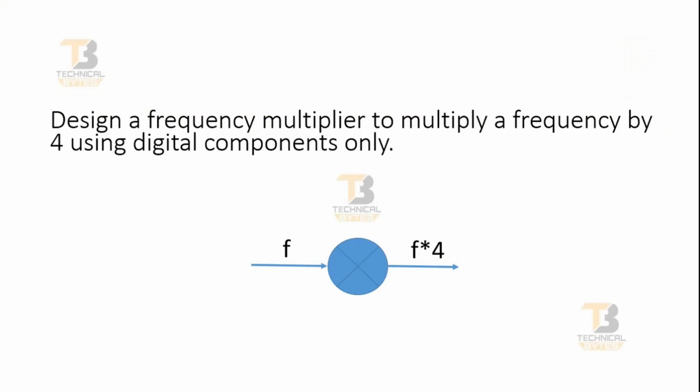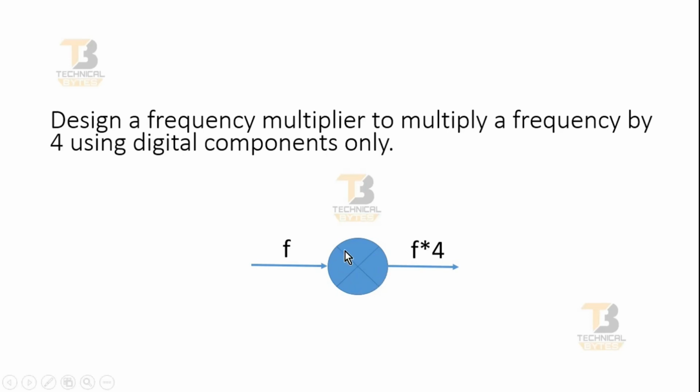In this challenge, friends, you have to design a frequency multiplier to multiply an input clock frequency by 4. And a very important thing: to solve this problem, you have to avoid using PLLs or DLLs, which are most commonly used for multiplying a frequency. In this problem statement, you only have to use digital components like flip-flops, delays, buffers, NOT gates, gates, like that. And just for your relaxation, don't worry much about the duty cycle of the clock.